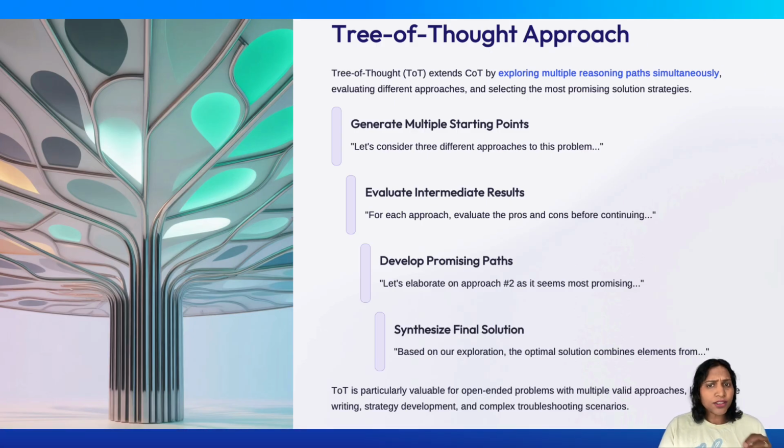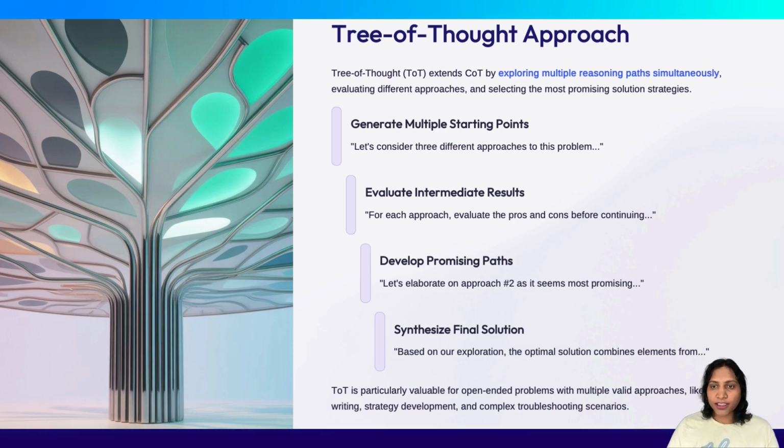So with tree of thought, which is ToT, we generate several starting points or approaches to the problem, then evaluate the intermediate results and pros and cons of each. And then we select the most promising path and develop it further, synthesizing the final solution by combining the best elements from our exploration. Another example is drug discovery. When we want to do drug discovery, which path takes the least friction and is the most desired path, right? Or map selection, route selection.